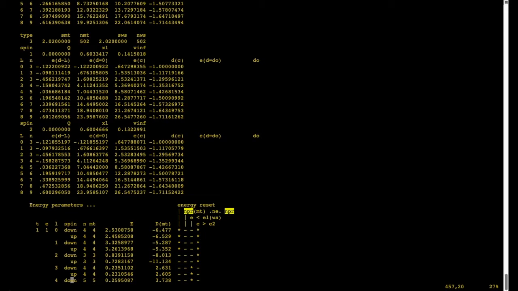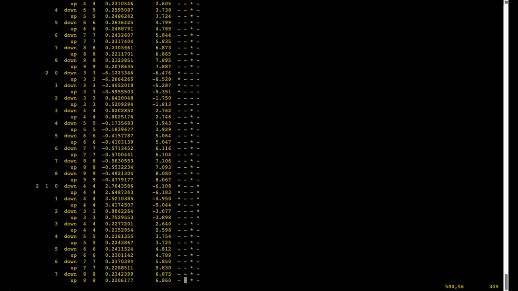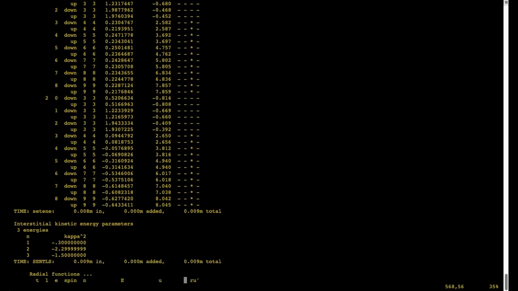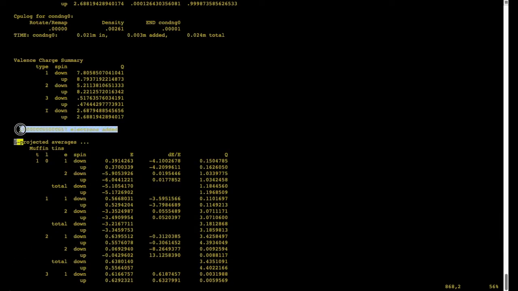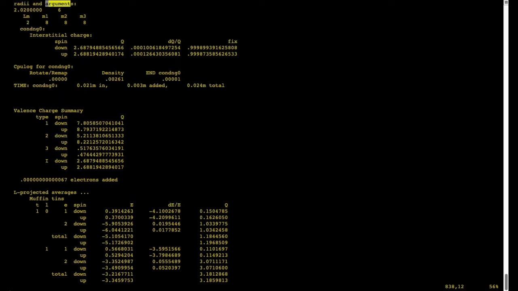And now if we go through this table, we can see that there are no stars, which means that we are safe and the calculation should be fine. Once again, we go through the most important parameters, such as electrons added. Okay, still very low. We check arguments. It's still 6, which is good.